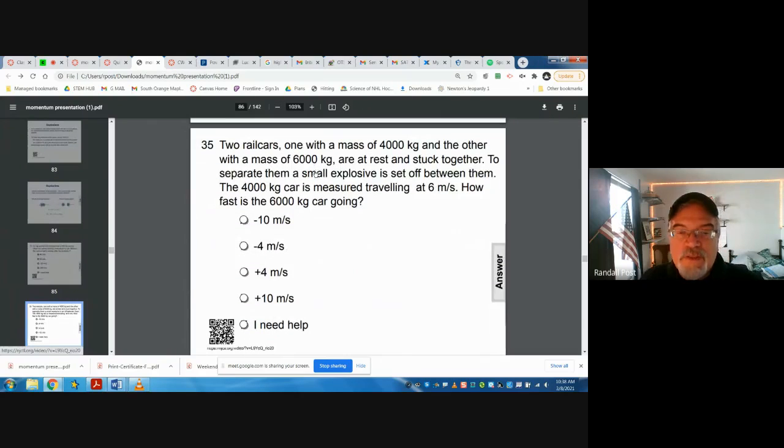Same thing works with railroad cars. If they are at rest and stuck together to begin with, and then if a small explosive is set off in between them, it will blow them apart. Depending on their masses, you'll know how they move.